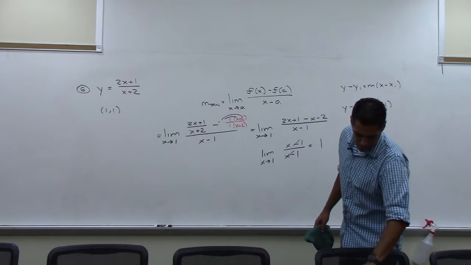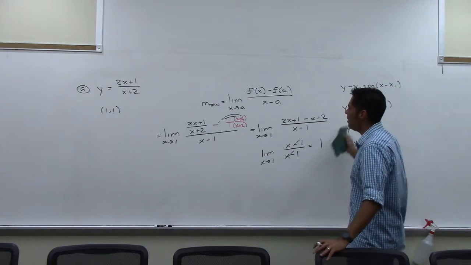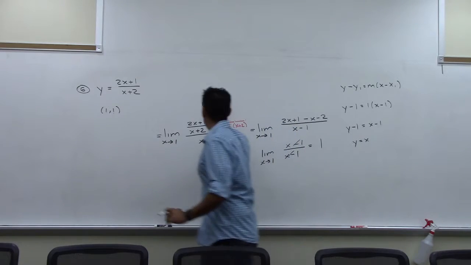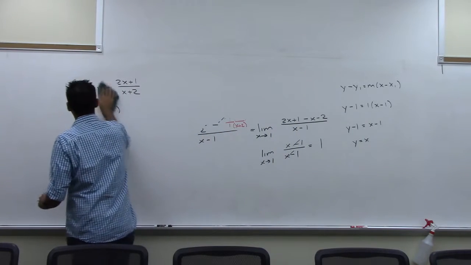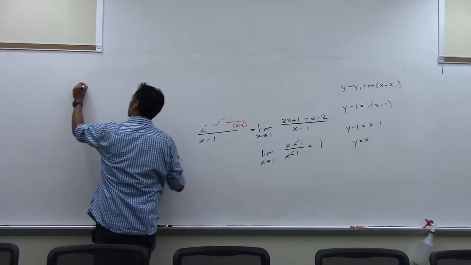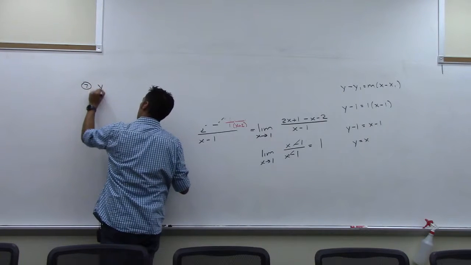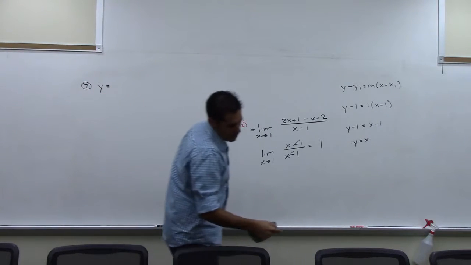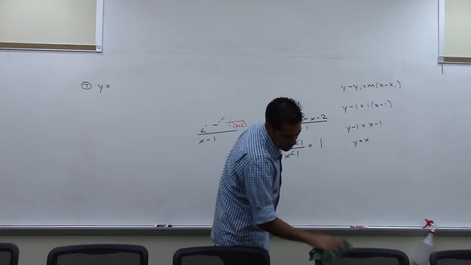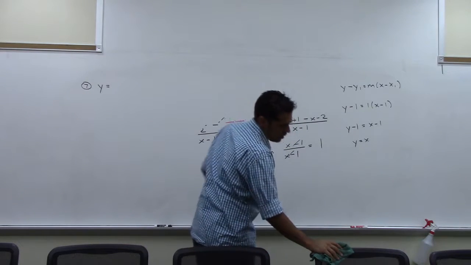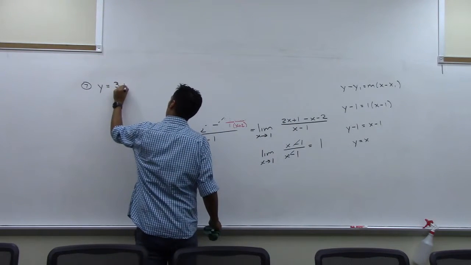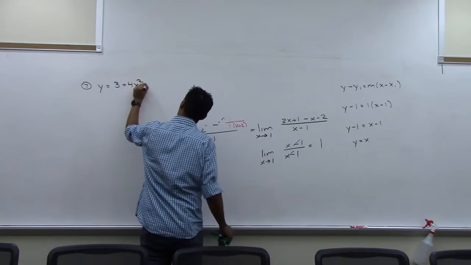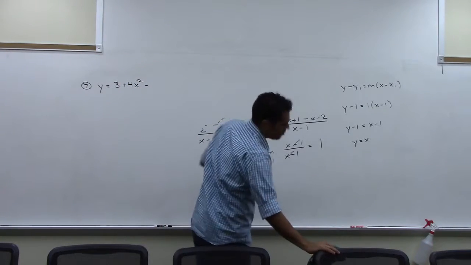All right. Now, number 7 is where we are going to start to try and generalize. This is kind of leading us into the next section. If we have y equals 3 plus 4x squared minus 2x cubed.